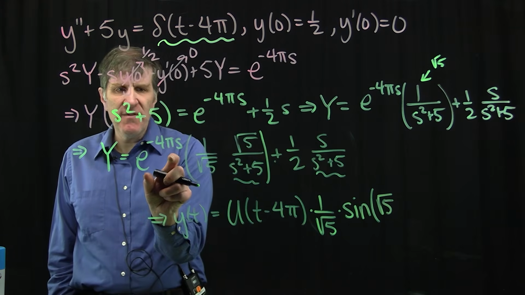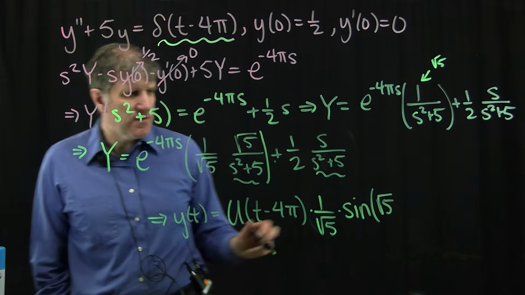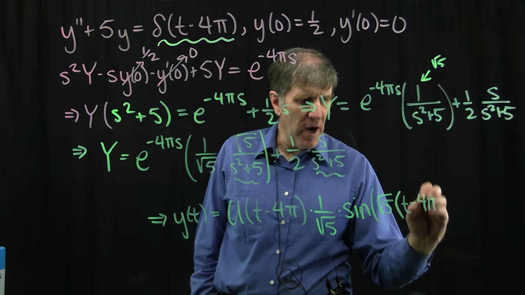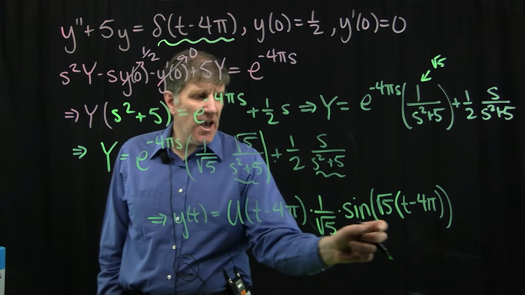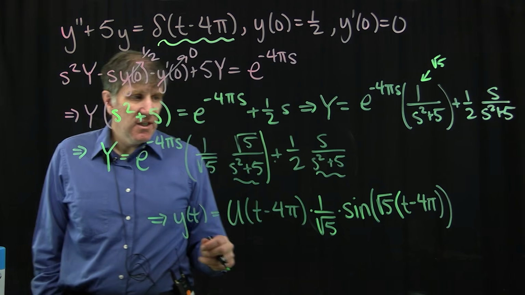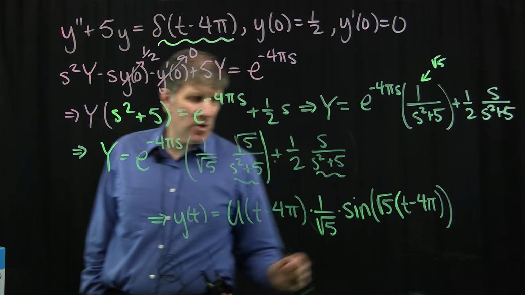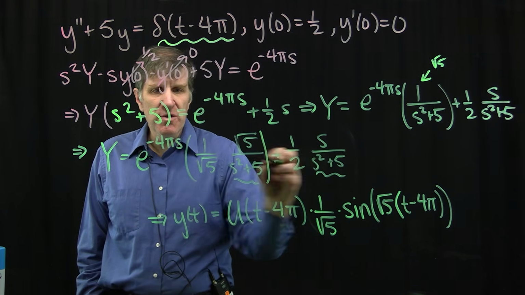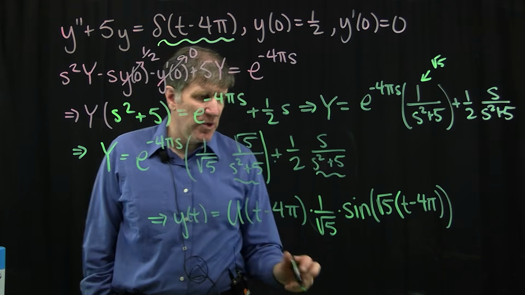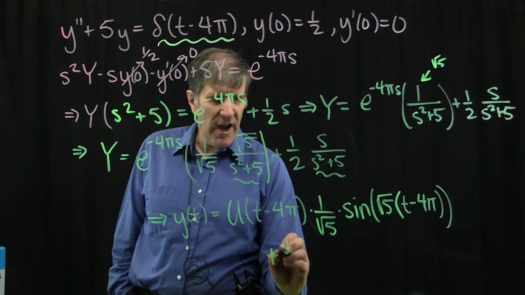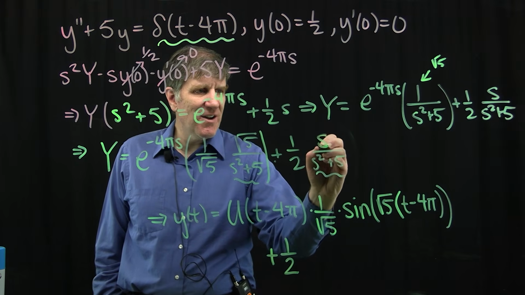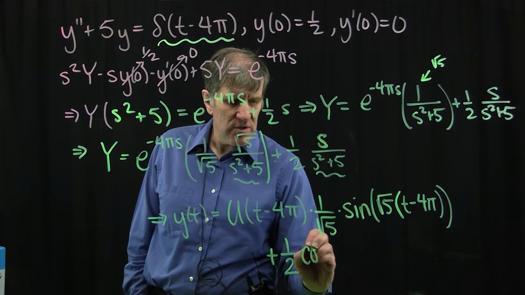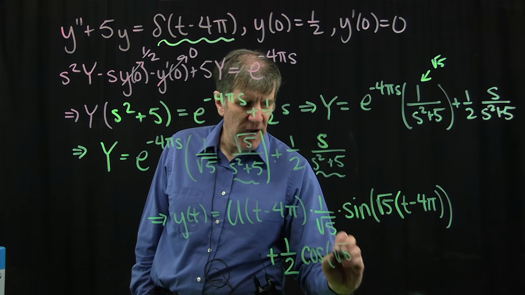Now remember, when I've had the exponential multiplied by the Laplace transform, I don't just put t, I put t minus 4 pi. So it's not sine of root 5 t like it would be. Instead, it's sine of root 5, and then t is replaced by t minus 4 pi. The other term doesn't have an exponential on it. The other term is free of that exponential now that I fixed the parenthesis. And so that is just a 1/2. This is an s, not a 5. So that's an s, and that inverts to a cosine, the cosine of the square root of 5 times t.